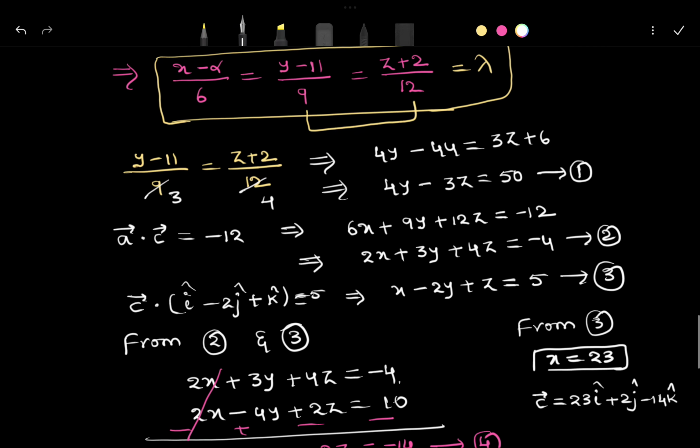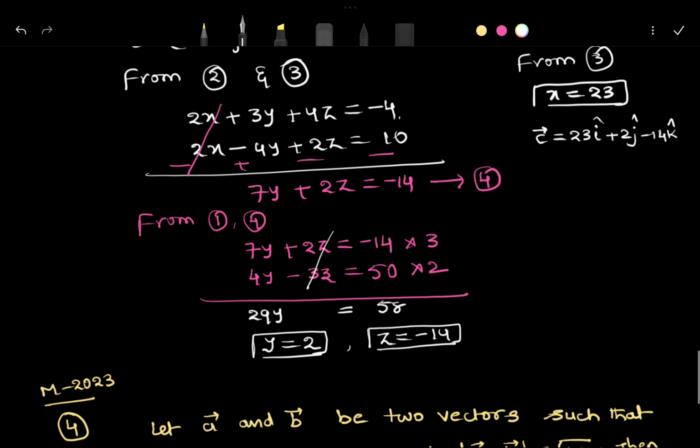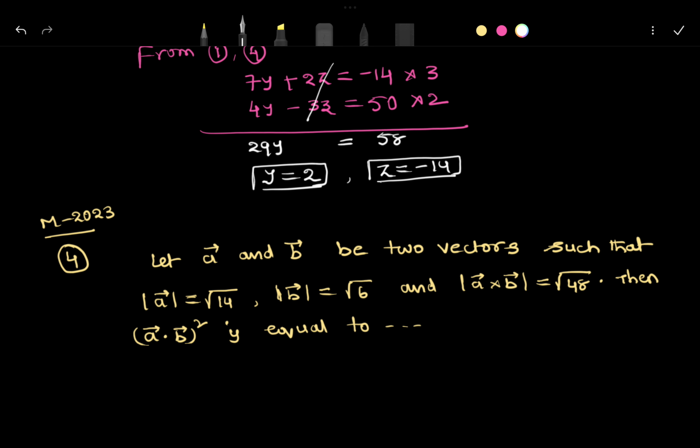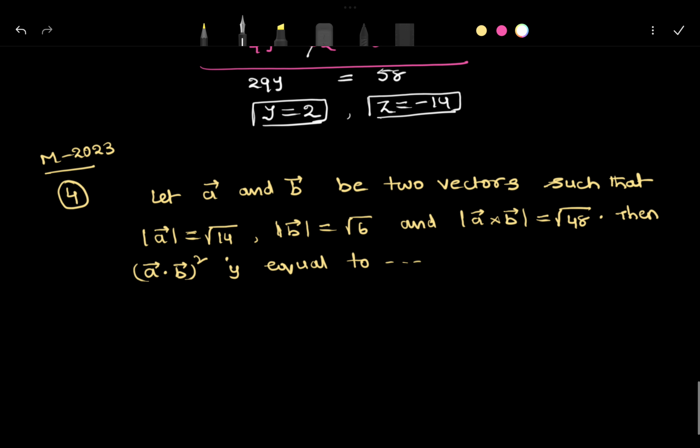So please all of you once again check these values. Okay. Now one more question in this PYQs. See, let a bar and b bar be two vectors such that modulus a bar is equal to root 14, modulus b bar is equal to root 6, and the modulus of a cross b is equal to root 48, then a dot b whole square.